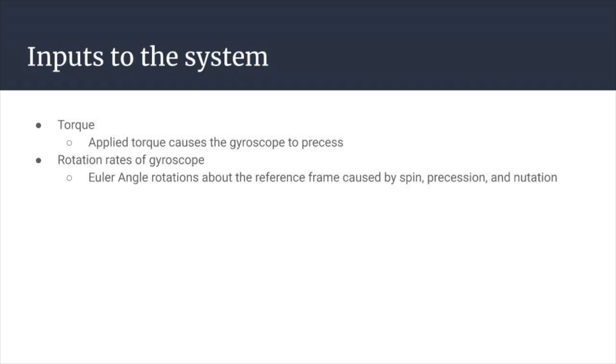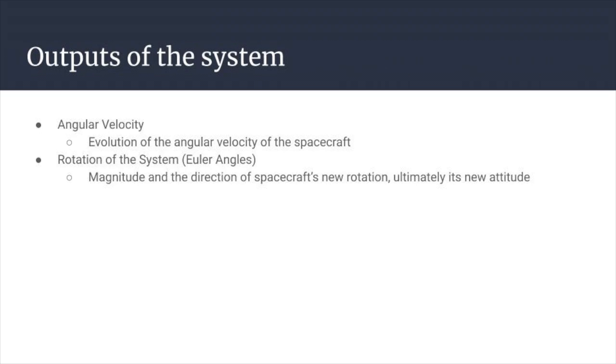Since the angular momentum of a control moment gyroscope remains constant, disturbance torque applied to the system causes the gyroscope to precess. Also, as a result of the applied torque to the system, the reference frame of the gyroscope undergoes a rotation sequence caused by the Euler angles of the gyroscope. The resulting outputs of the system are the changes in the angular velocity of the system over time due to the torque applied on the body, which ultimately determines the resulting attitude of the spacecraft over time.